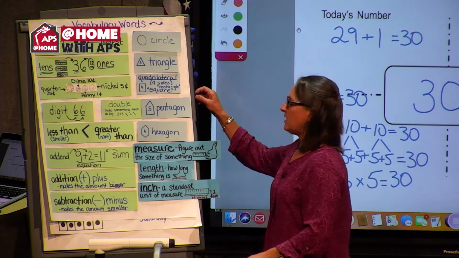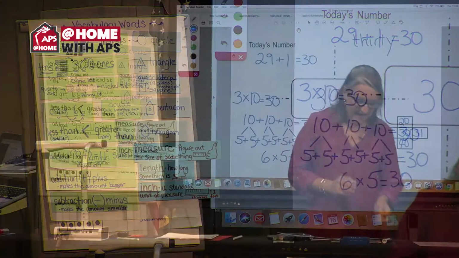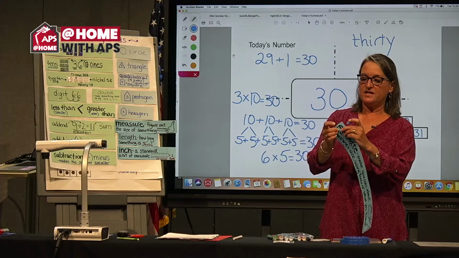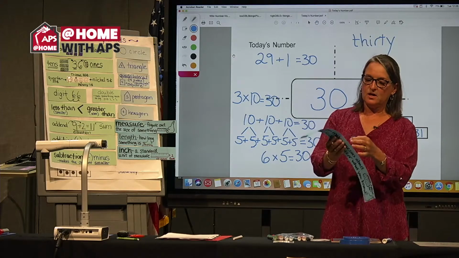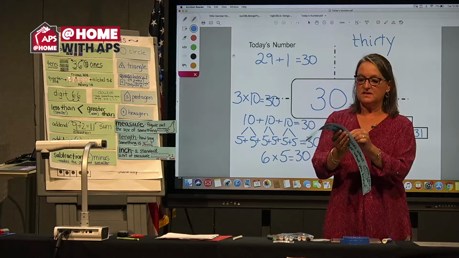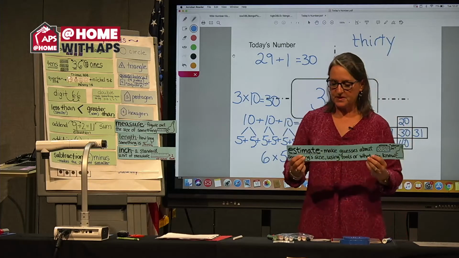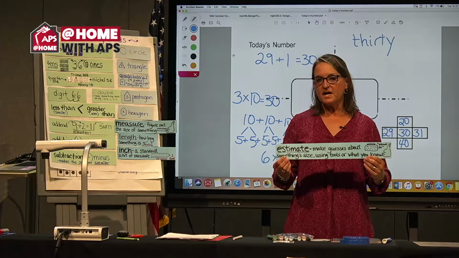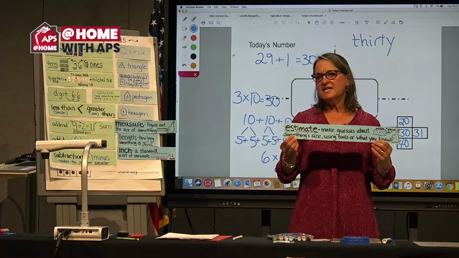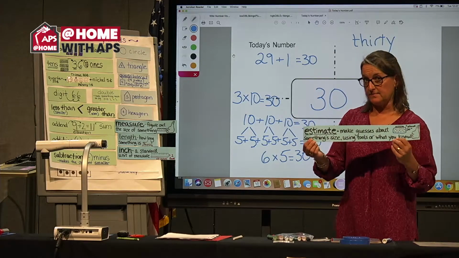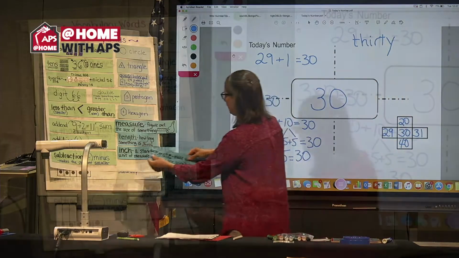And today we're also going to estimate measurements. So that means we are going to use some non-standard tools, some things that are not the same or what we know, to make some good guesses about the size of something. That's estimating.